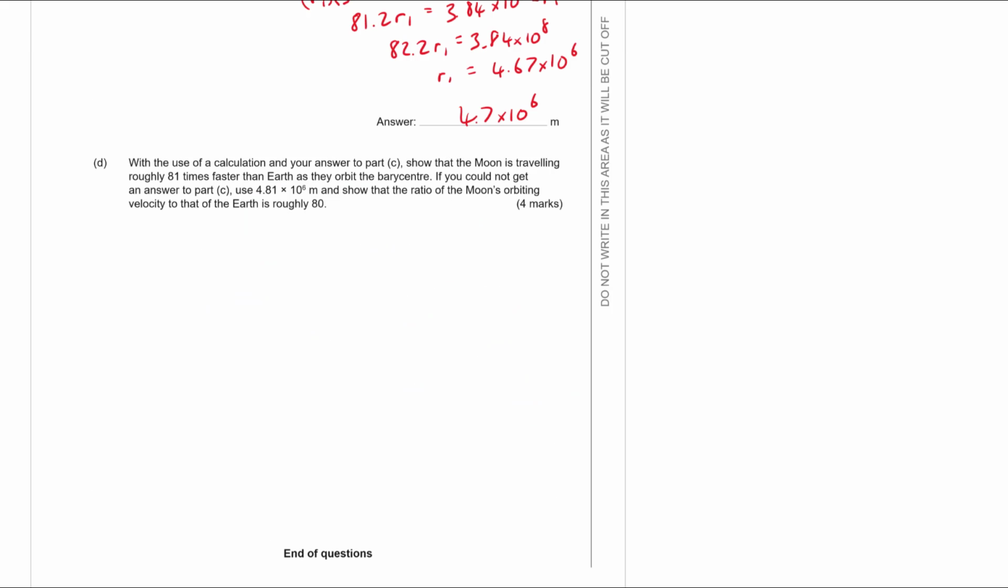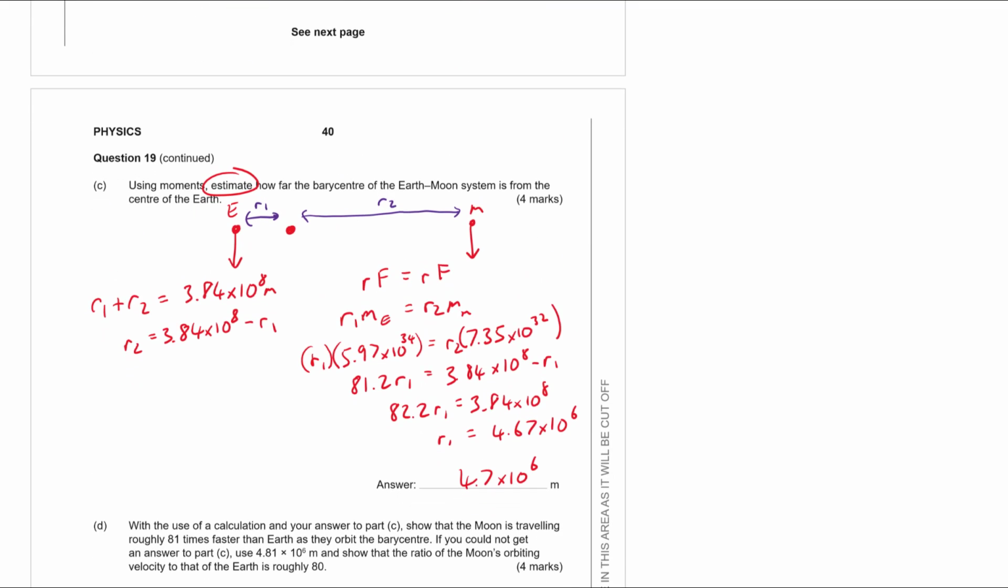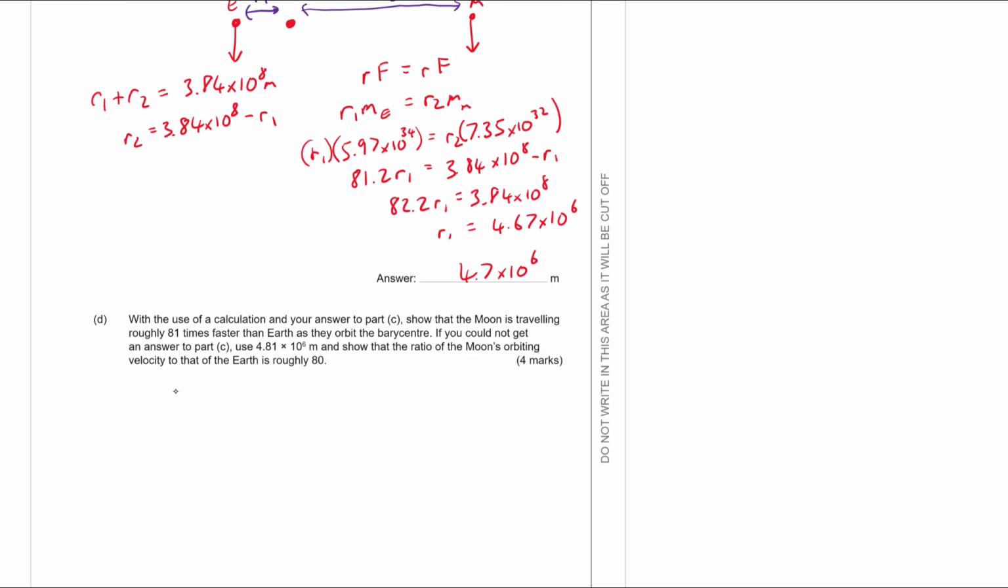And there we go. Okay, lucky last question is to show that the moon is traveling roughly 81 times faster than the Earth as they orbit the barycenter. So remember, looking up here, you've got the Earth at this distance R1 and the moon at this distance R2. I'm going to rewrite these as R_E for the radius of the Earth about the barycenter, which is going to be 4.67 times 10 to the 6 meters. That's what I've just worked out over here.